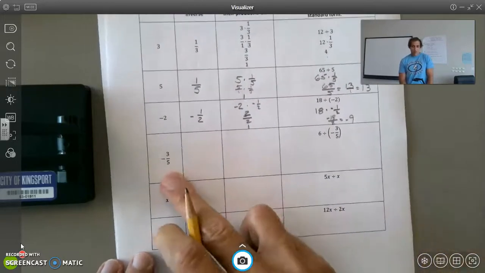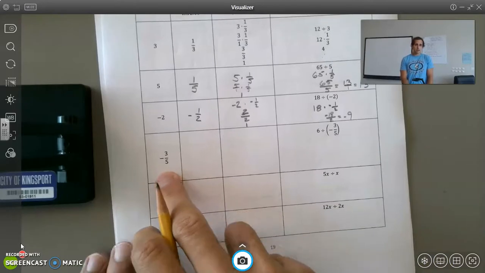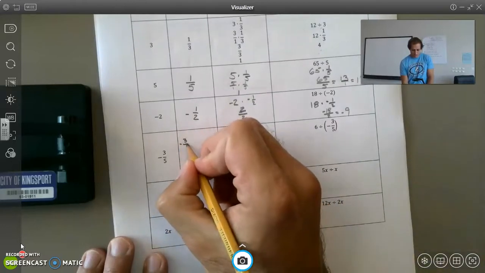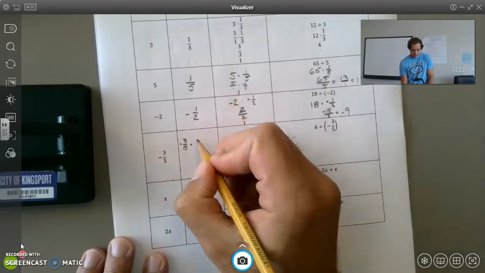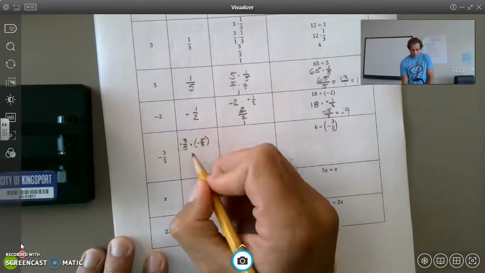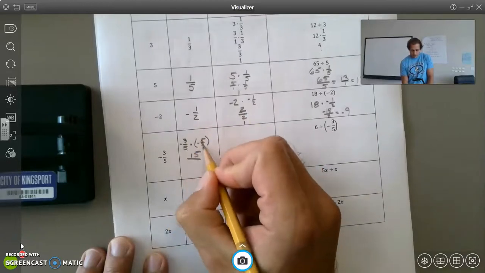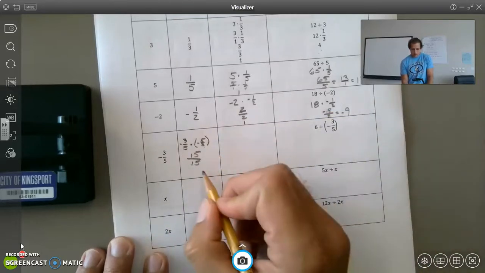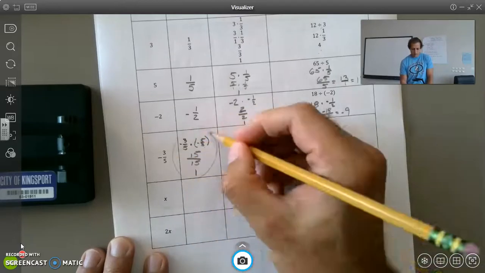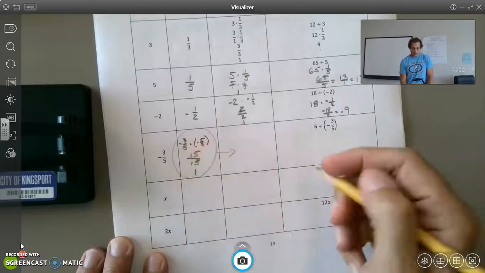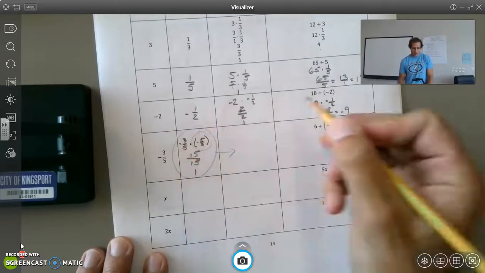Here we see -3/5. Well, what would be the multiplicative inverse of -3/5? What would I need to multiply by in order to get 1? Well, -3/5 times -5/3. 3 times 5 is 15. 5 times 3 is 15, and that actually creates 1. The answer to that was -5/3. So in this box, just write -5/3.